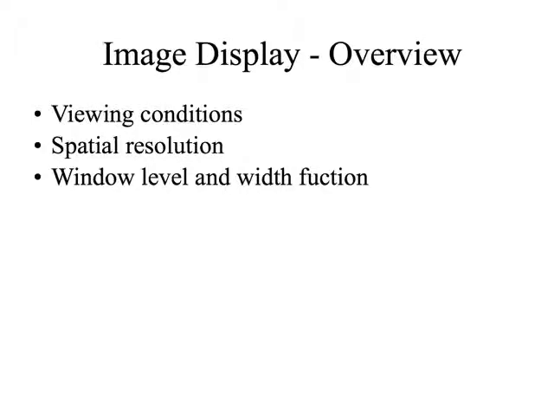Let's talk about image display. So an overview here is we're going to talk about viewing conditions, like just how we should be looking at these pictures, what should be the ambient light levels, spatial resolution, and then window level and width functions. And a lot of this stuff is going to tie directly into our discussion of CT next year. Window width and level is a big part of how CT works. So a lot of what we're talking about right now, I've been going back to my CT books some too, because digital radiography is kind of the step-off point between radiography and CT for a lot of reasons.